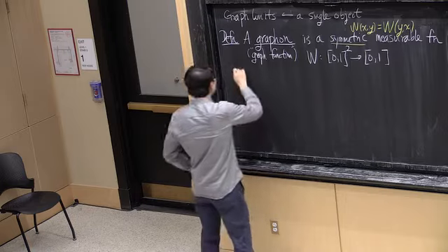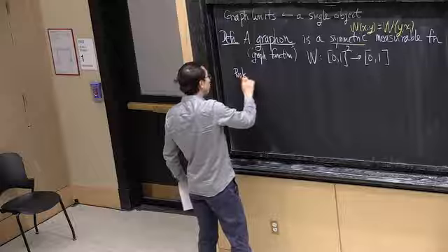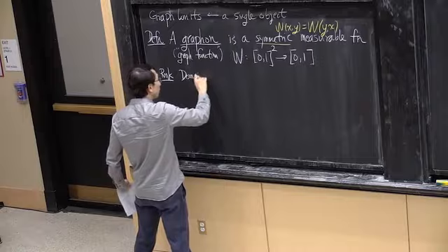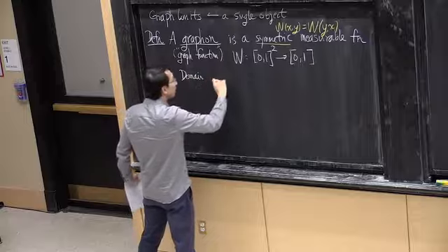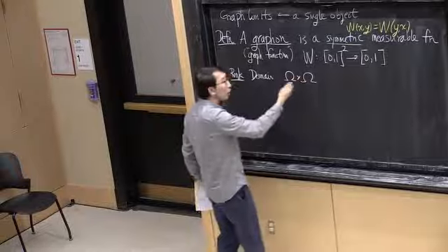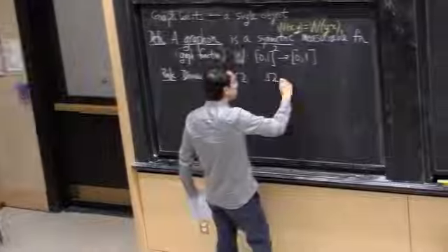But just to mention a few remarks, the domain can be instead the square of any probability measure space.